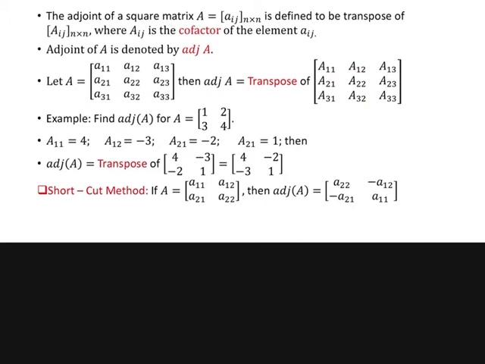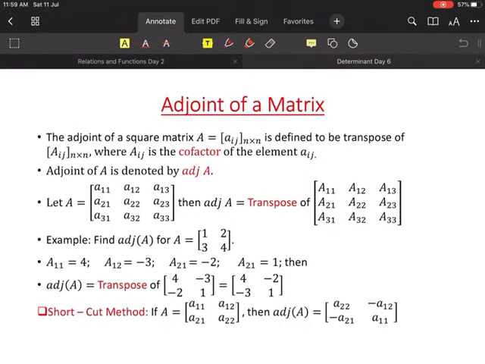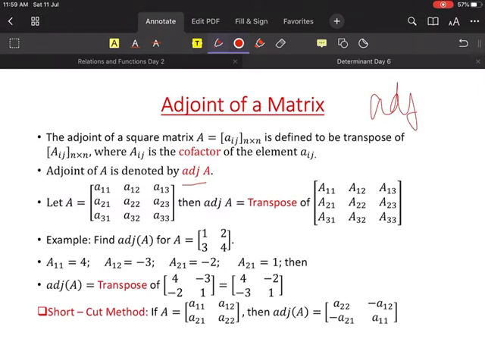Understood? Clear? So first I will get a matrix of cofactors. Adjoint of A is written like this: Adj A. If I have to find adjoint of any matrix A, I will write Adj A. Suppose I have to find adjoint of B, I write Adj B. So that's how we denote adjoint.